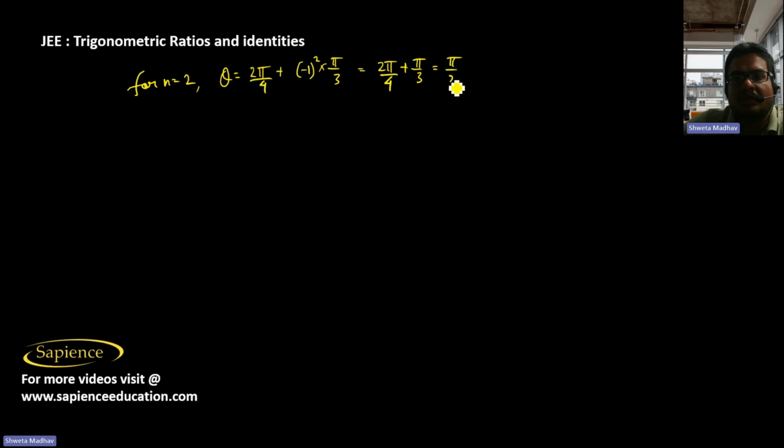So this is pi by 2 plus pi by 3. So this will be equal to, 6 is the LCM, 2 3s are 6, 3 pi plus 3 is 6, 2 pi. So this is 5 pi by 6. This also we can take.